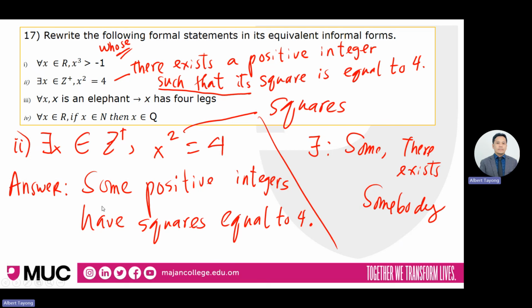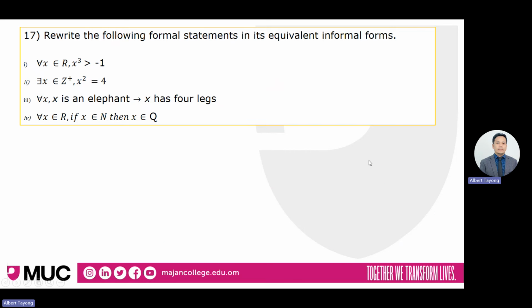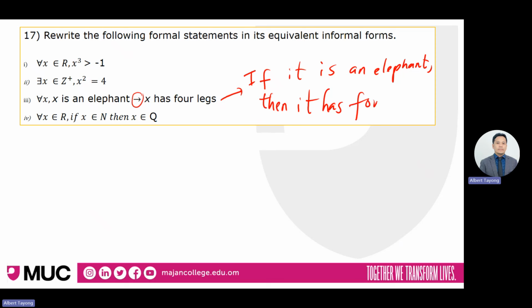But choose only one, okay? No need to show the plural and the singular. Use only one. Let's have the third. The third one, if you have this symbol, you can use if. So if it is an elephant, then it has 4 legs.